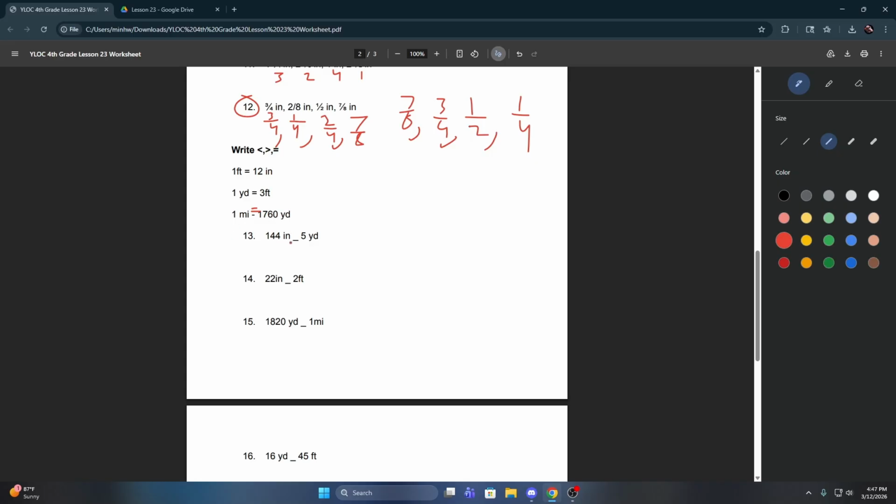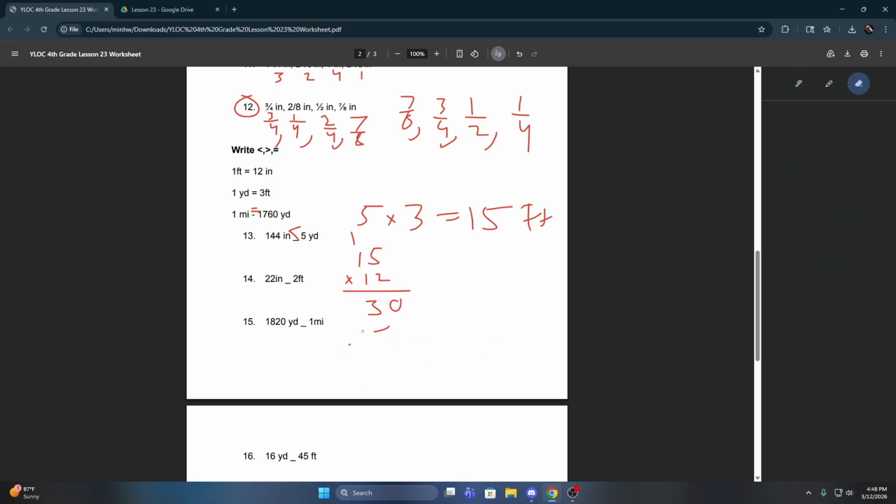Next, 144 inches versus 5 yards. This one, you can't just memorize that. 5 yards, that's going to be 3 feet in each of those yards, which gives you 15 feet. And now if you do 15 times 12, right, because there's 12 inches in a foot. 5 times 2, 10. 2 times 1, 2 times 3, or plus 1 is 3. 5 times 1, that 1 times 1. That gives you 180. So this is greater. All right, moving on.